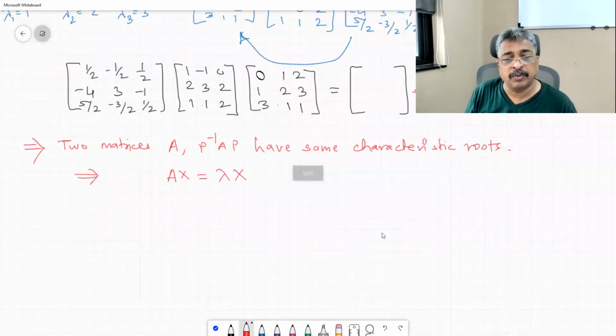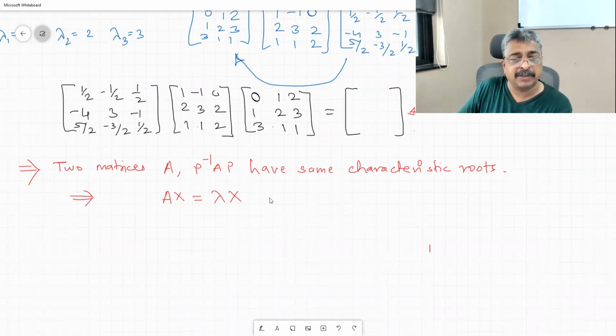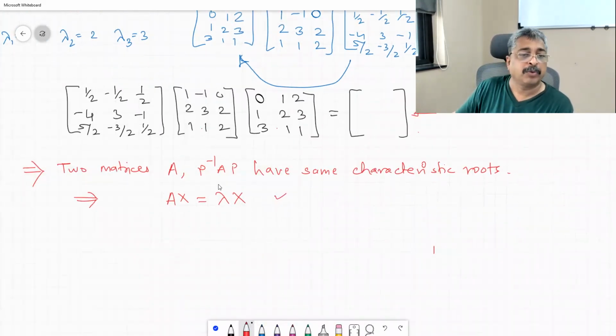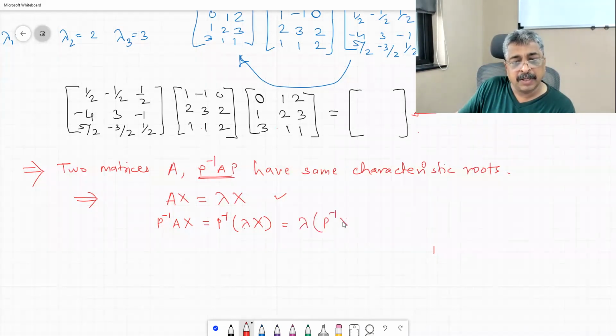Let us try to prove this. A is a matrix whose characteristic root is lambda, so Ax is equal to lambda x is known to us. Now we are supposed to go to P inverse AP and show that it also has the same characteristic root. So let us multiply by P inverse: P inverse Ax is equal to P inverse lambda x, which, since lambda is a scalar, can go outside, giving lambda P inverse x.